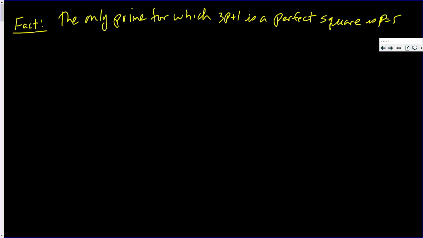In this video, we're going to prove the following fact. The only prime number for which 3p plus 1 is a perfect square is 5.